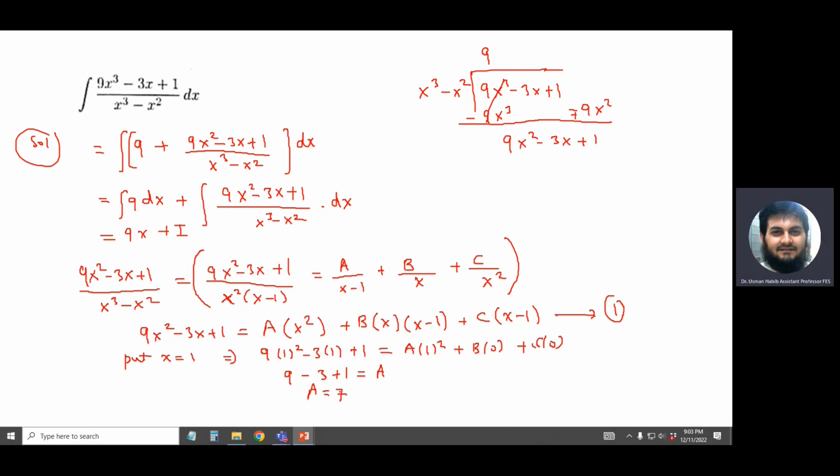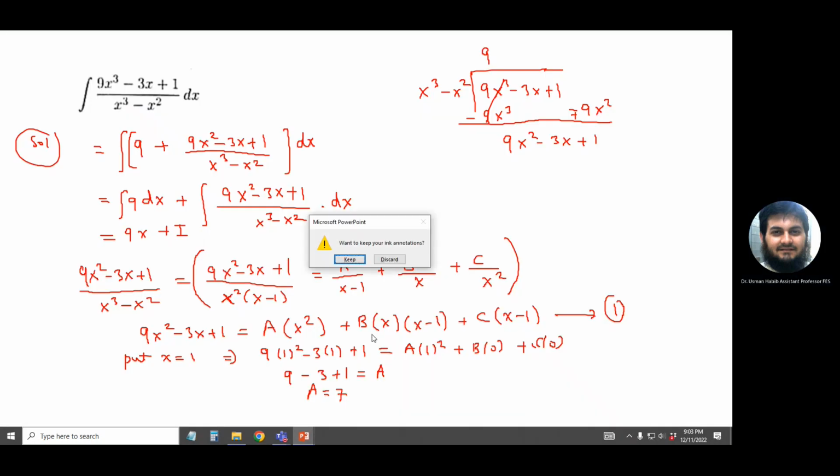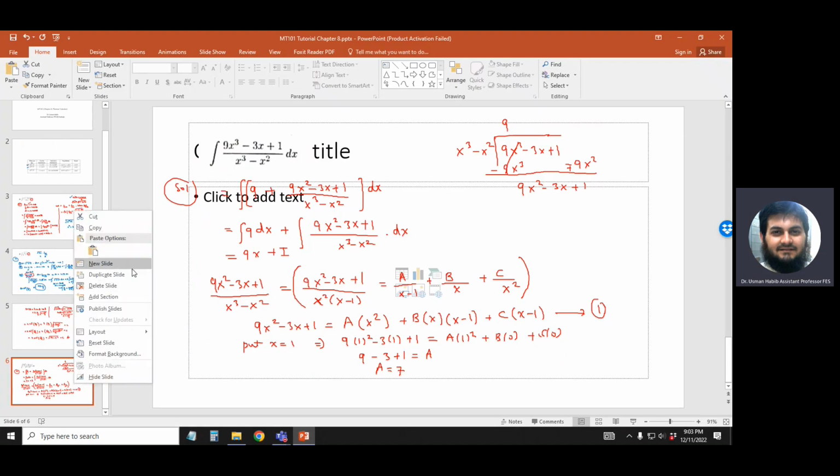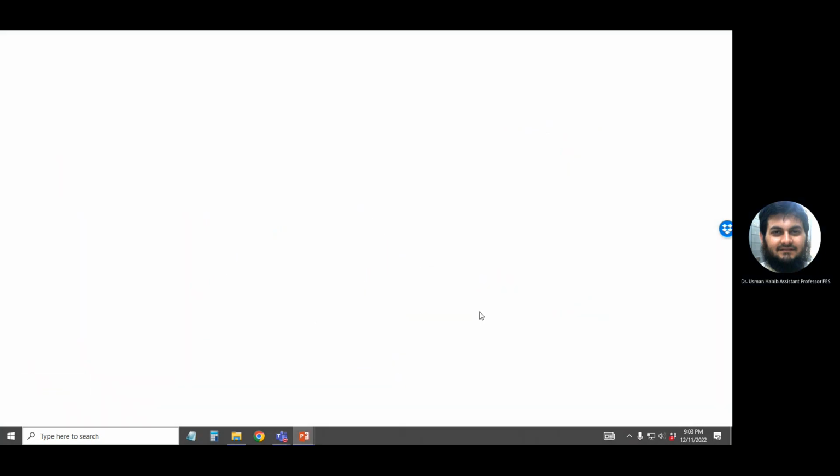However, for b and c, you can clearly see there's no other value of x that we can put to cancel out a and c and get the value of b. So we go for the method of comparing the coefficients. Let me add another slide with this as well. Let's find out the values of b and c with the method of comparing coefficients.